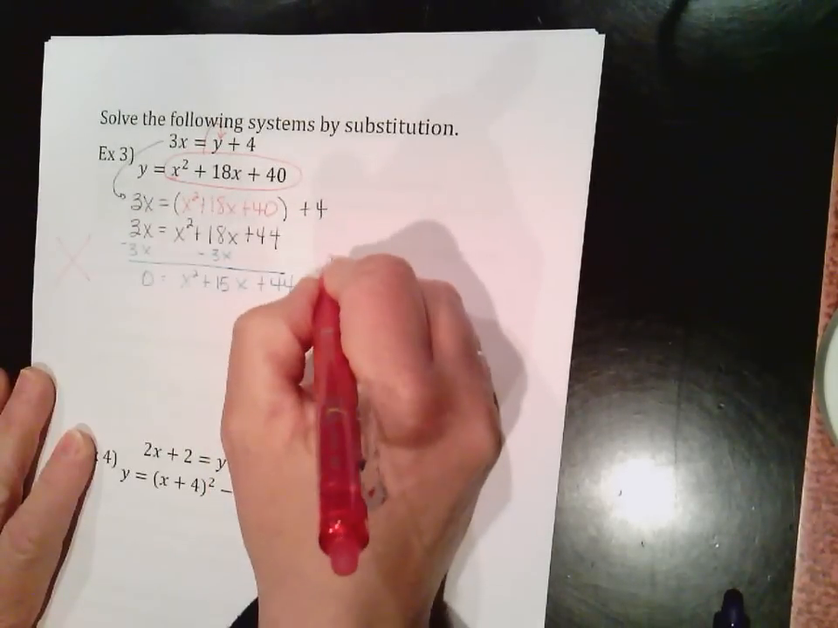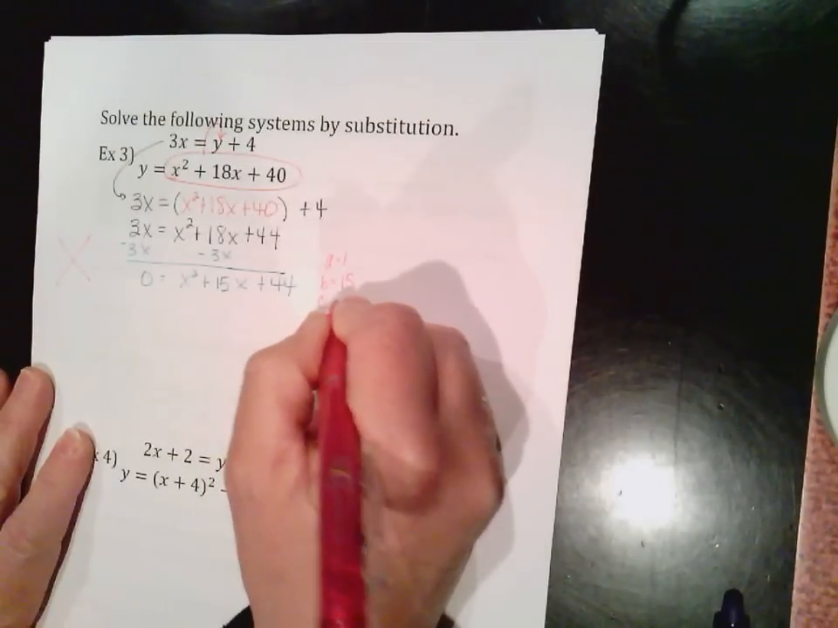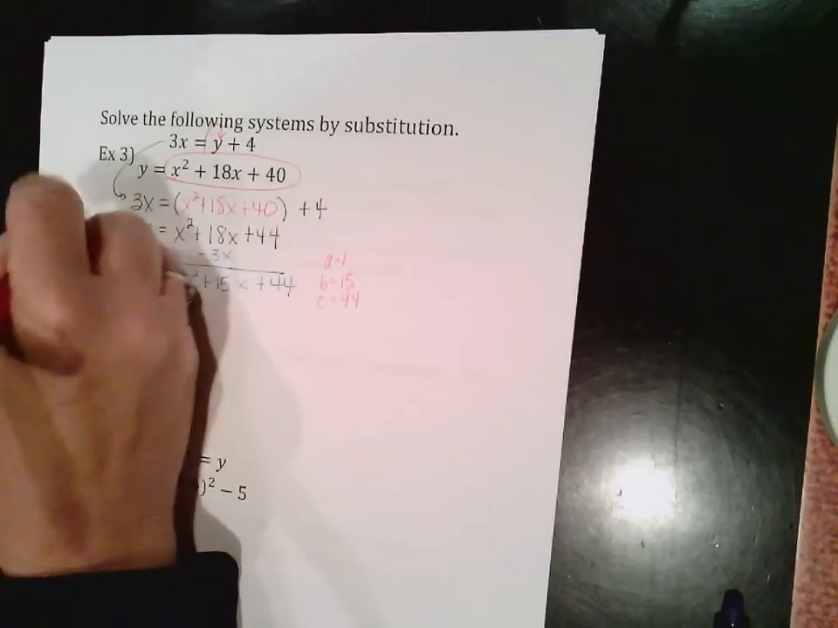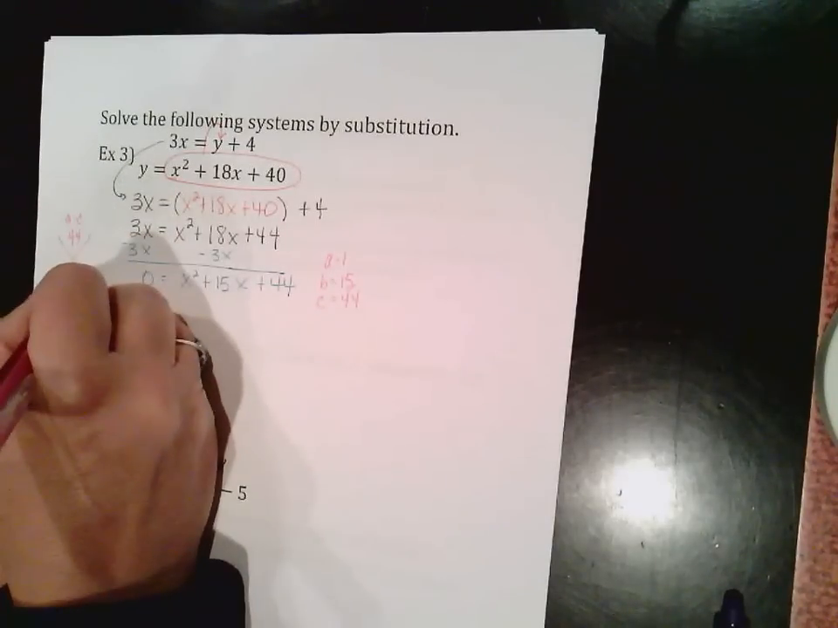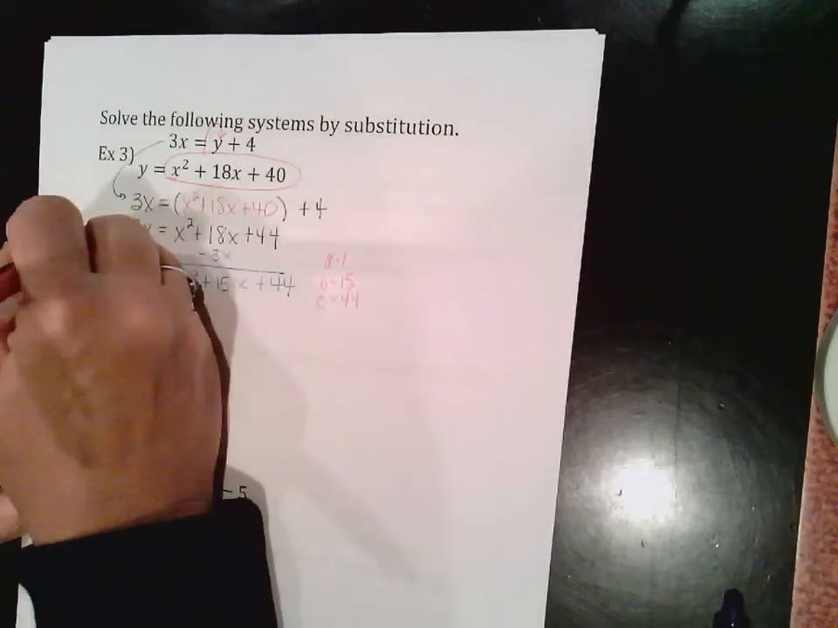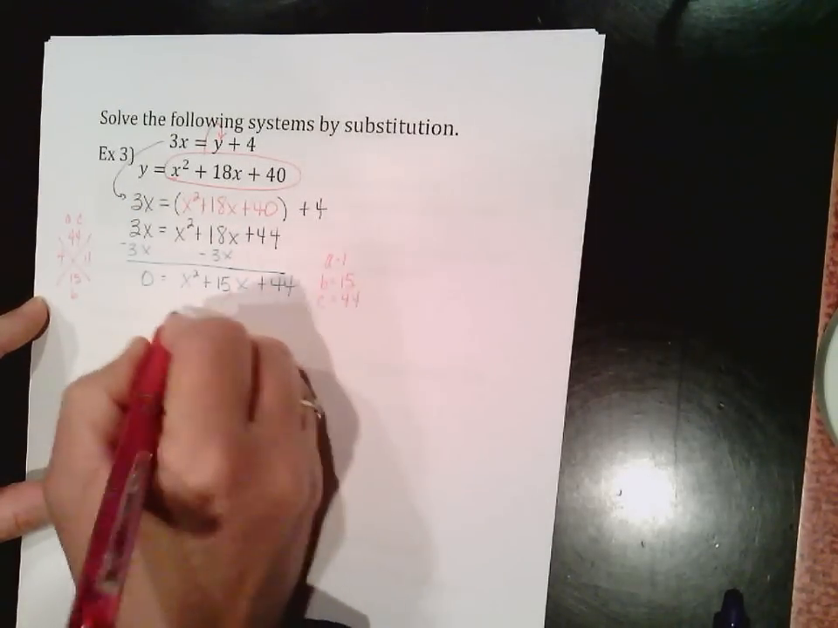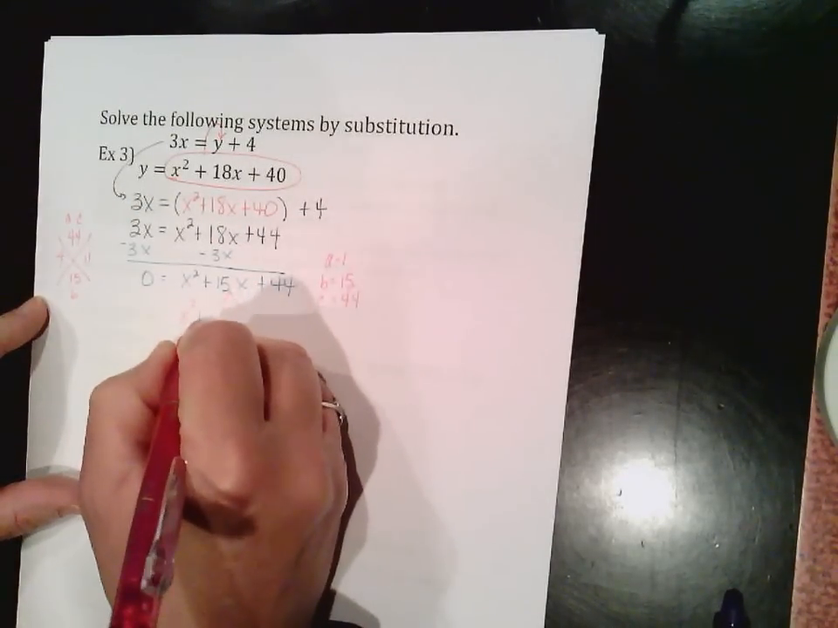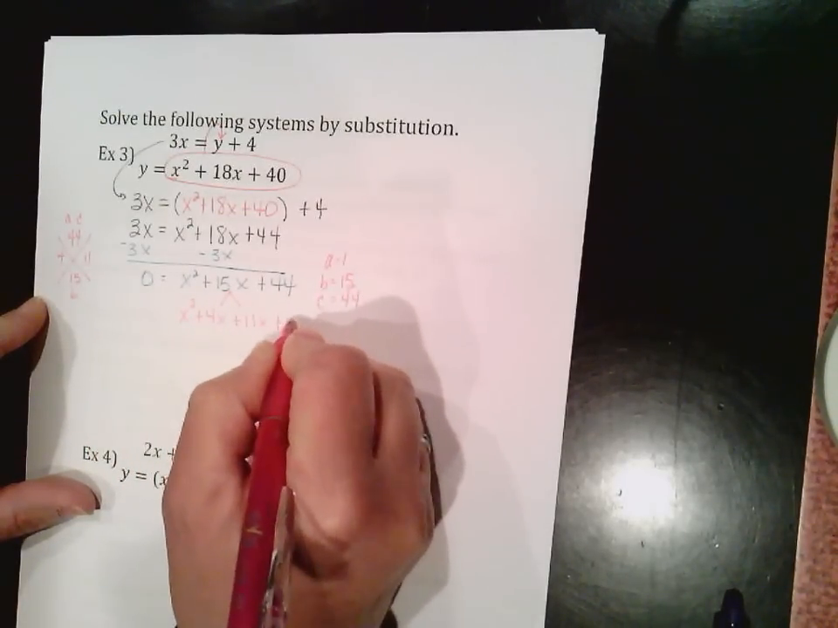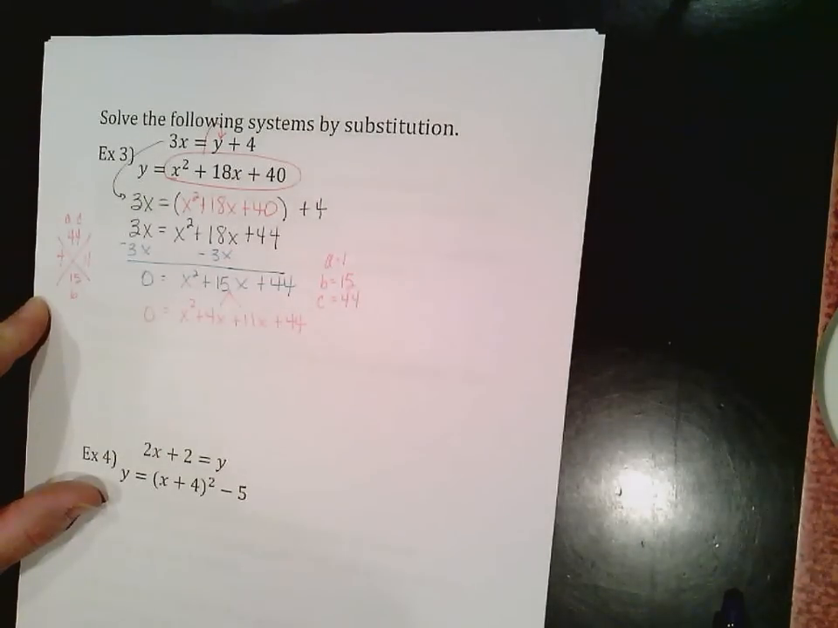My a term is 1, my b term is 15, and my c term is 44. So 1 times 44 is 44. My b term is 15, so I need factors of 44 that multiply to be 44 and add to be 15, and that's going to be 4 and 11. So that's how I'm going to split my middle. So I have x squared plus 4x plus 11x plus 44. And when we split the middle, we do that so that we can factor by grouping.